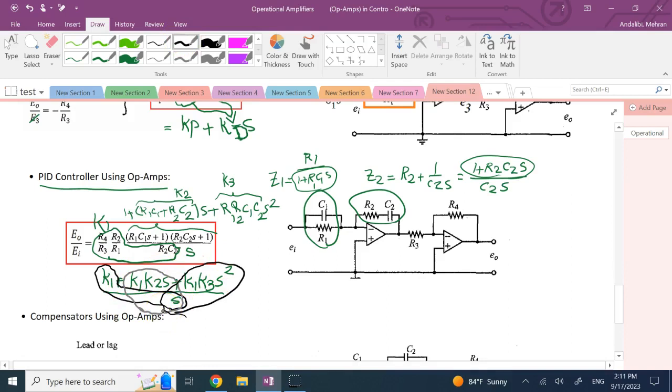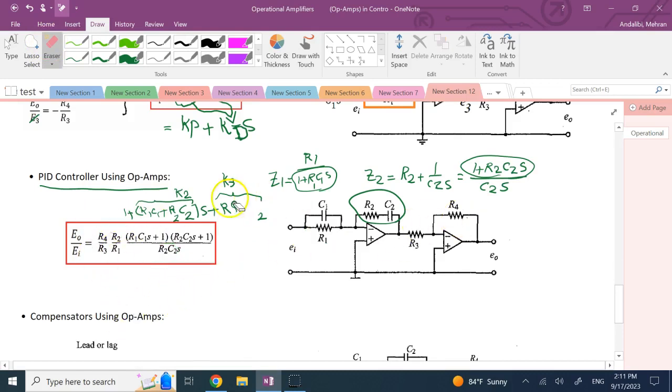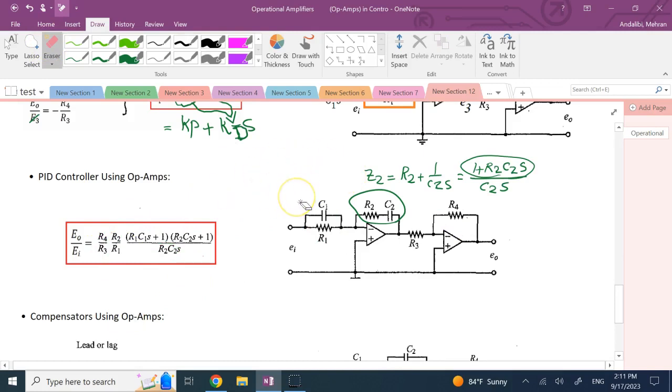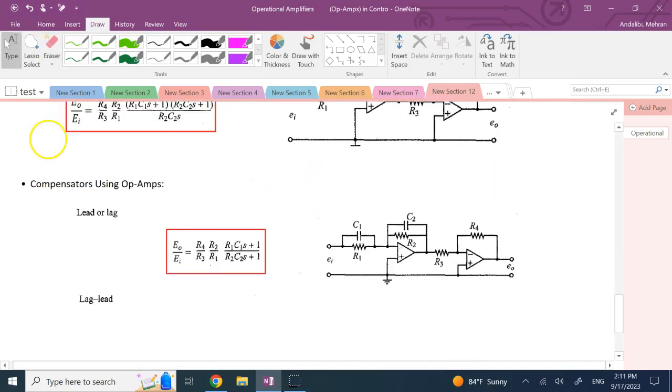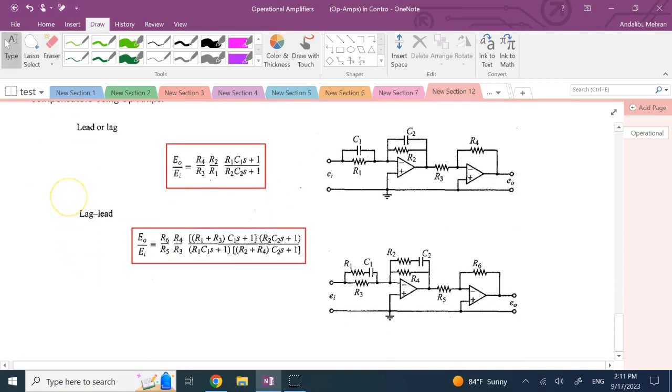Okay, so you have a PID controller. So here was PID. Okay, you might say, can I make compensators also? The answer is sure, you can make compensators. So here are the circuits for compensators.